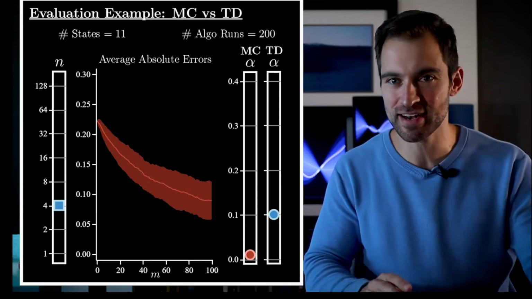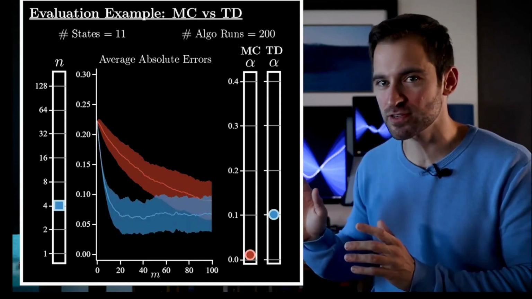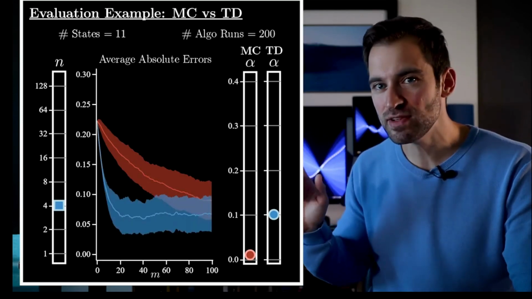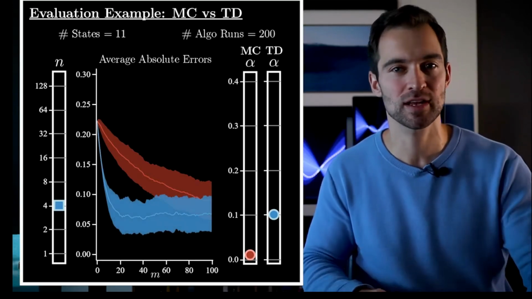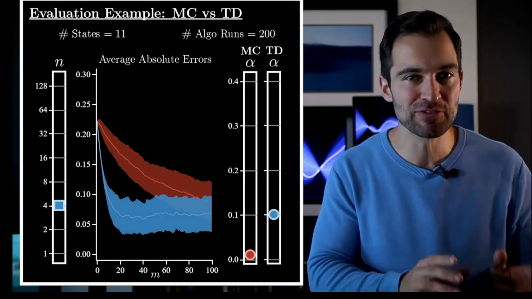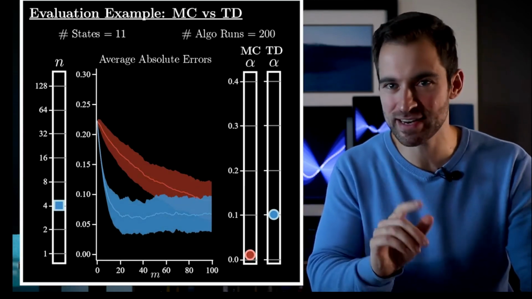And now for the punchline. This is what TD's performance looks like. Not only does it do better faster, but it has a tighter, more certain distribution of performance. At least for these choices of alpha and n, TD performs better and is less risky.